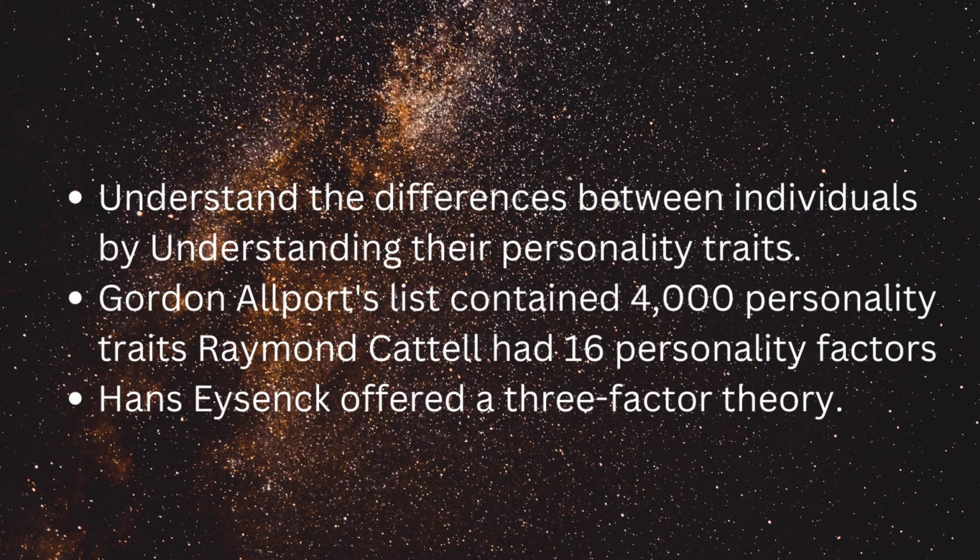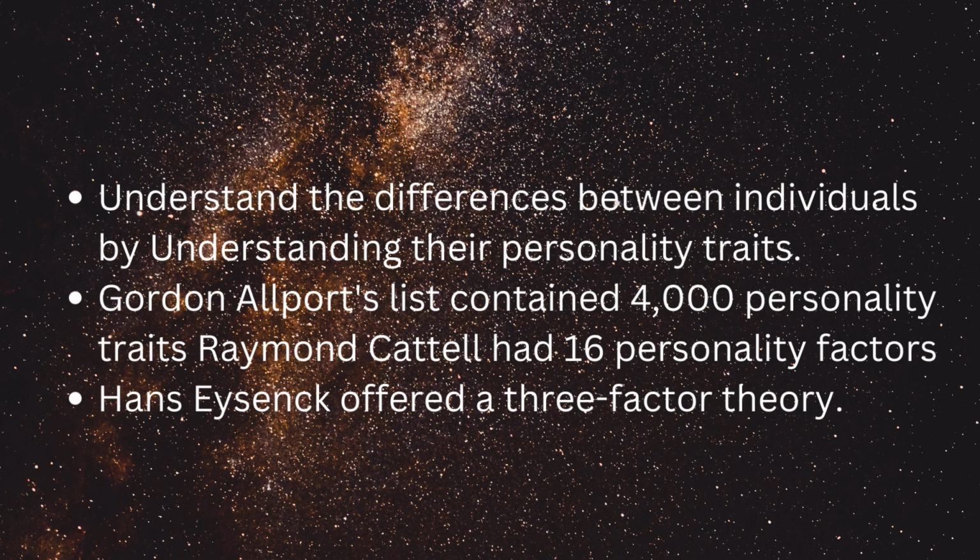Gordon Allport's list contained 4,000 personality traits. Raymond Cattell had 16 personality factors, and Hans Eysenck offered a three-factor theory. Many researchers felt that Cattell's theory was too complicated, and Eysenck's was too limited in scope. As a result, the Big Five personality traits emerged and are used to describe the broad traits that serve as building blocks of personality.